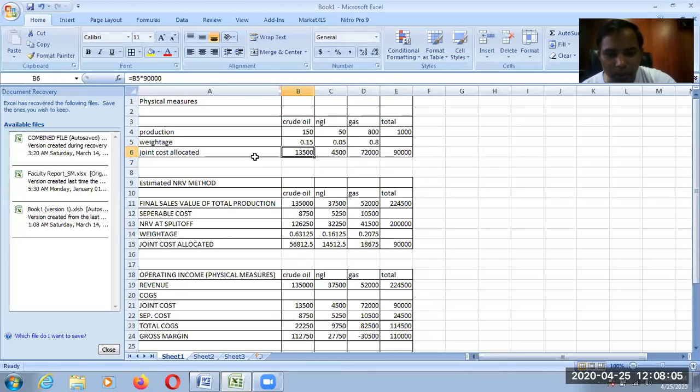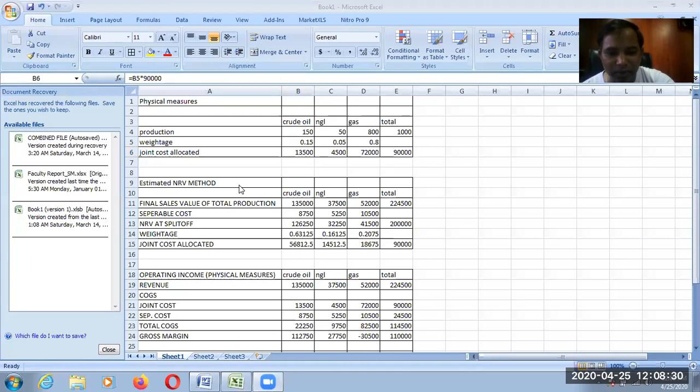If we talk about NRV, no issues, Nabira. If this sum is not there, I will share this sum with all of you. It is taken from the 14th edition, and you can see the sum and solve it also. Not to be worried about. So this crude oil allocation has been done through physical measures.